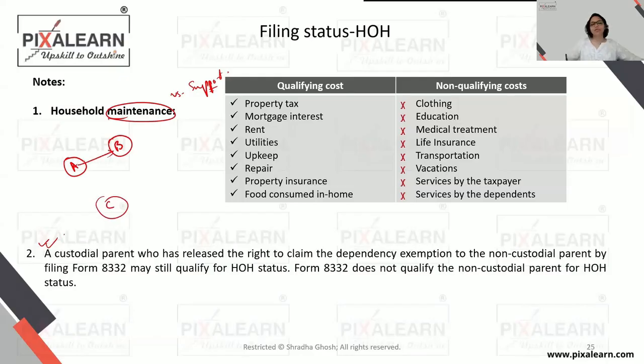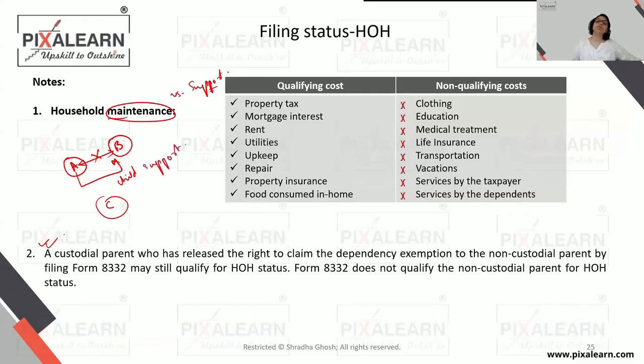And now these spouses are separated. They are no longer together. The question is, let us assume that A was the person who is earning more, and according to the divorce decree, A has to give child support.